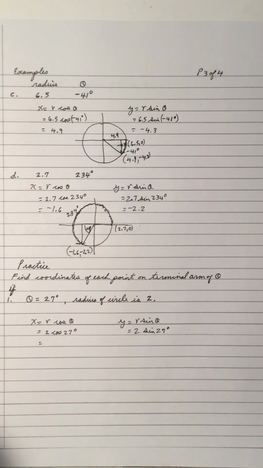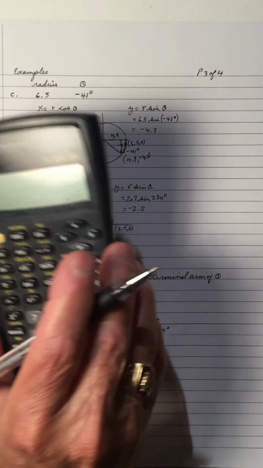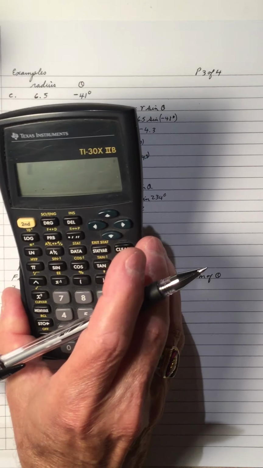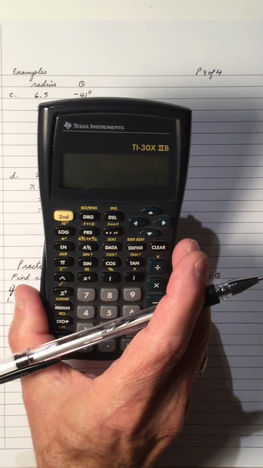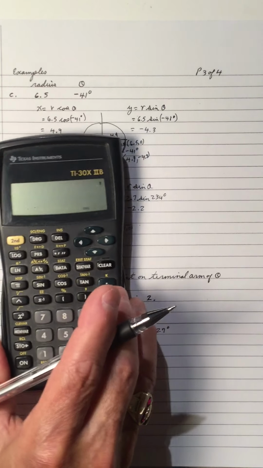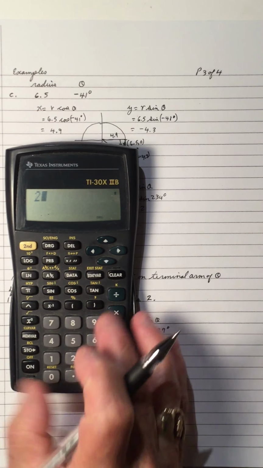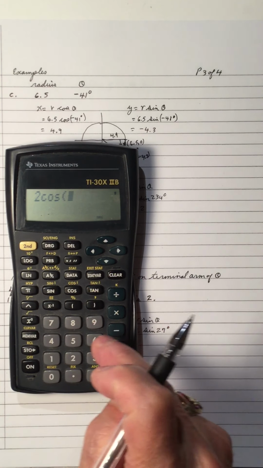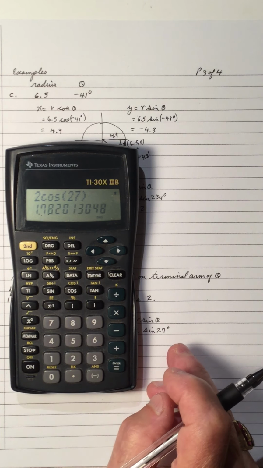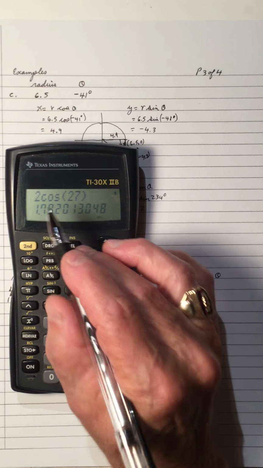So 2 cos 27. I just want to remind you, notice my calculator is in degree mode, because there is a radian mode that we're going to talk about later in another video. So my calculator is in degree mode. Got to make sure of that. So it's 2 cos 27, and I get an 8, that's higher than 5, so we add 1 to 7, so it's 1.8.